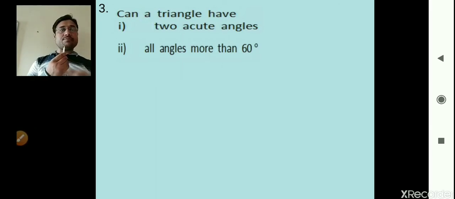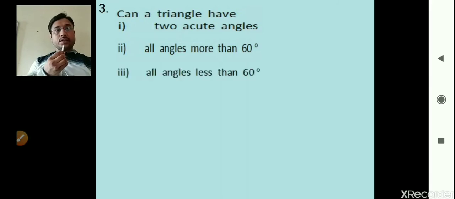Now, all the angles more than 60 degree. Can a triangle have all the angles more than 60 degree? Possible? Yes or no, you have to give only that. With explanation you can write no, because if the measurement of all angles is more than 60 degree, then the sum of all the angles will be more than 180 degree. So that is not possible.